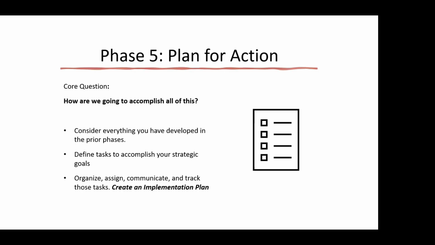So planning for action, the bottom line is we've got to answer how are we going to accomplish all this? We need to consider everything that we've developed in our prior phases. We need to define tasks to accomplish our strategic goals, and we need to organize, assign, communicate, and track those tasks. Basically, we're creating an implementation plan.